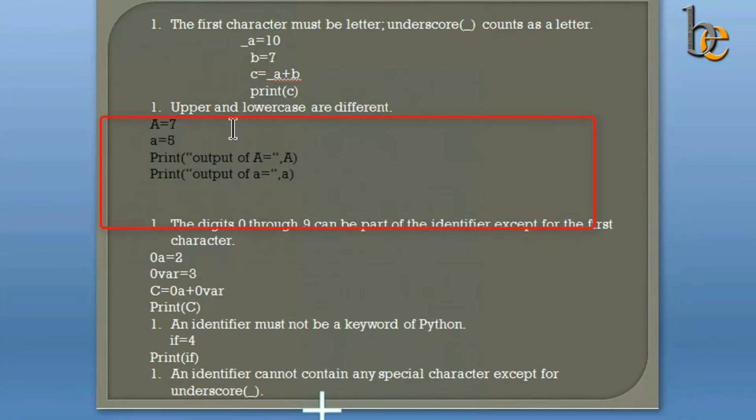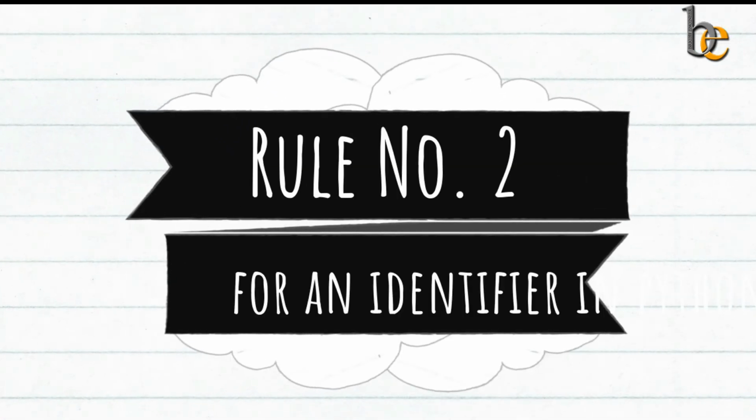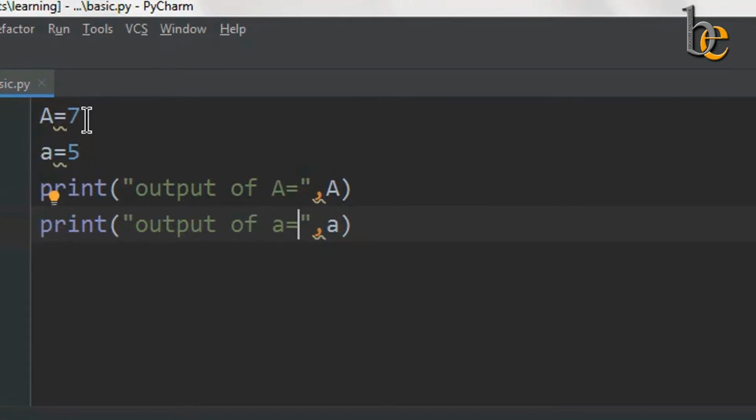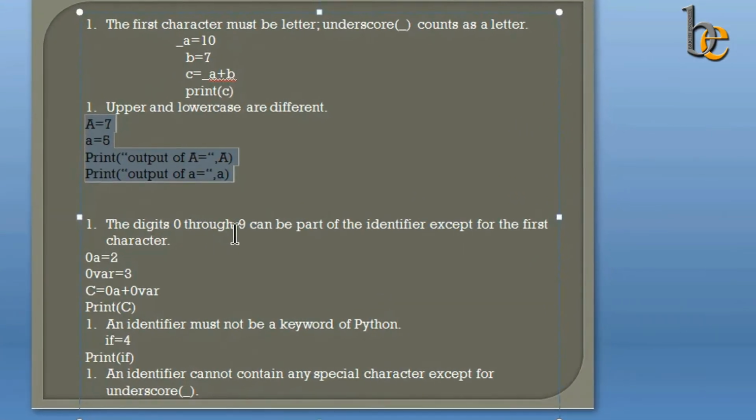Next rule is upper and lower cases are different. I'm going to run this program. Now you can see. In capital A, I have stored 7. In small a, I have stored 5. Output is different. Why? Because this Python language is a case sensitive language. If you are going to declare a variable, then you should try to concentrate whether you are going to declare it with capital letter or small letter. Next rule, digits 0 through 9 can be part of an identifier except for the first character.